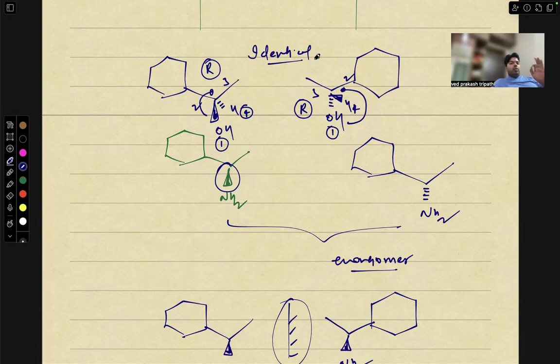So this is the best way to answer this question. First, find out the odd or even number of exchanges. If it's complicated, then go with R and S. And if it's a direct mirror image, then there is no need for it. You just say this is enantiomer.